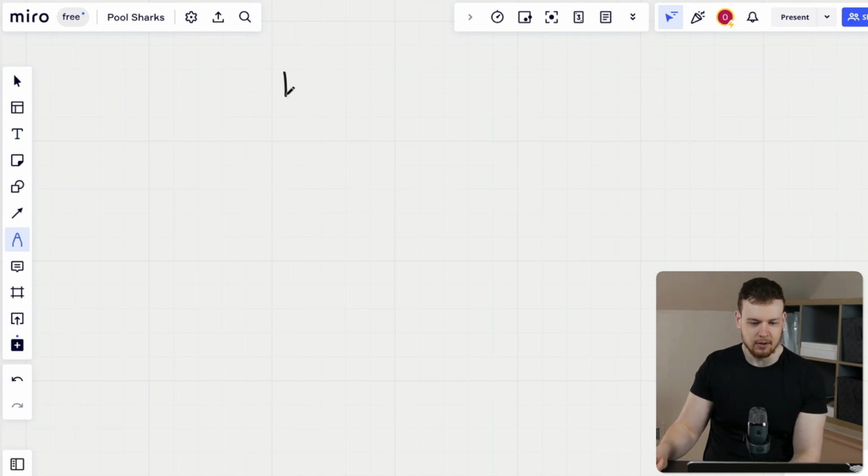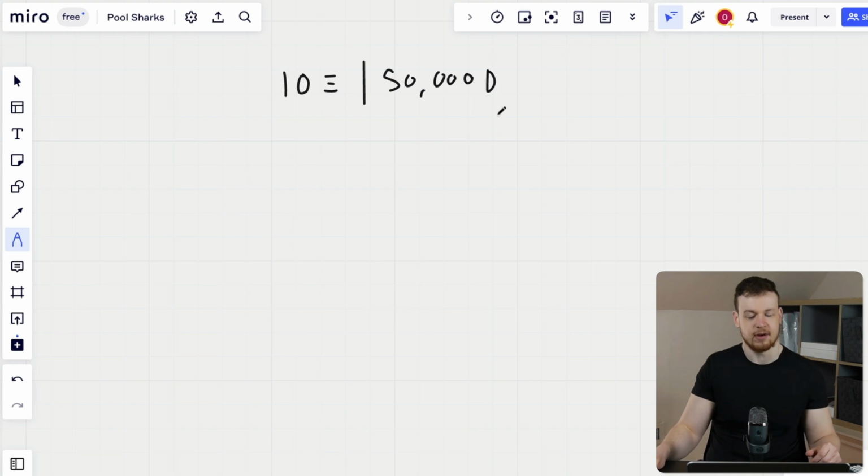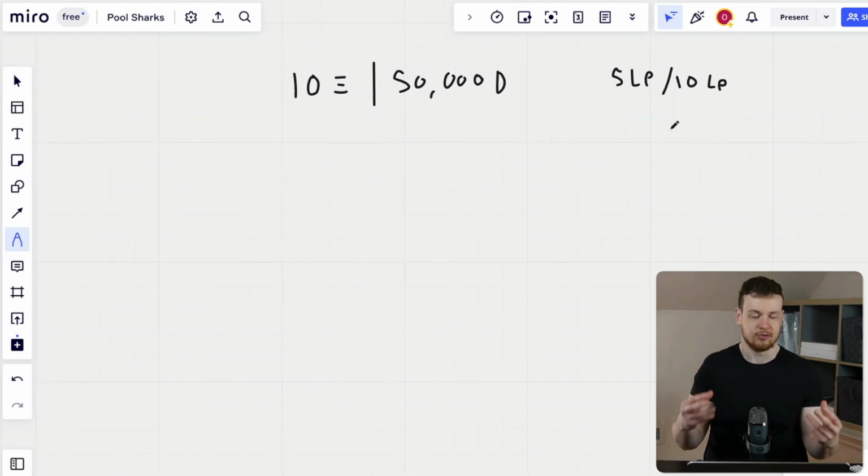We've got our 10 Ether on one side in the pool, and we have our 50,000 DAI. And remember, I deposited 5 Ether and 25,000 DAI, and I received 5 LP tokens, which is 50% of the total of 10 LP tokens. So I own 50% of the assets in this pool.